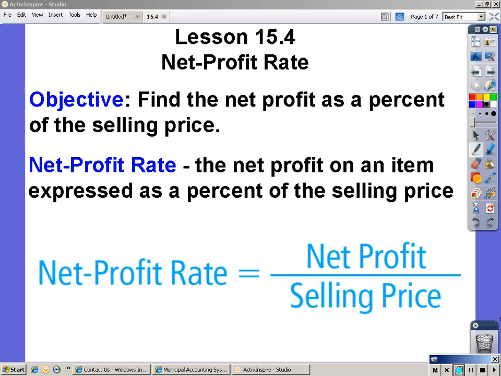All right, lesson 15.4, net profit rate. Your objective today is to find the net profit as a percent of the selling price. Your net profit rate is the net profit on an item expressed as a percent of the selling price. Our formula for today is net profit rate equals net profit divided by the selling price. Go ahead and press pause while you get this copied down and play when you're ready.